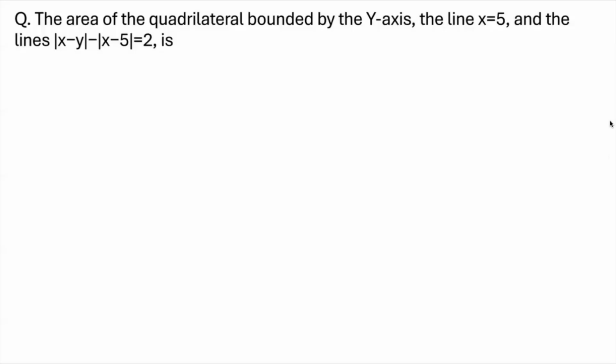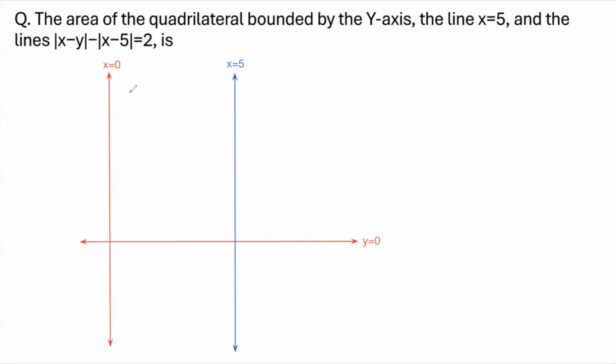All right, so the area of the quadrilateral bound by the y-axis, the line x = 5, and the lines |x − y| − |x − 5| = 2 is... All right, x = 0 is our y-axis, y = 0 is our x-axis, and then we also have the line x = 5 in the given question. So I have drawn all this.